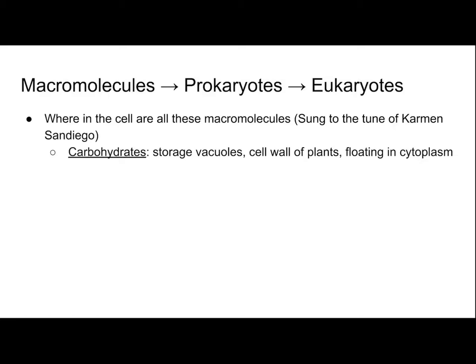Carbohydrates, those rings of C, H, and O in a 1 to 2 to 1 ratio, are primarily used for storing energy for short periods of time. Because of this, we can find lots of carbohydrates in storage vacuoles and floating in the cytoplasm of cells.